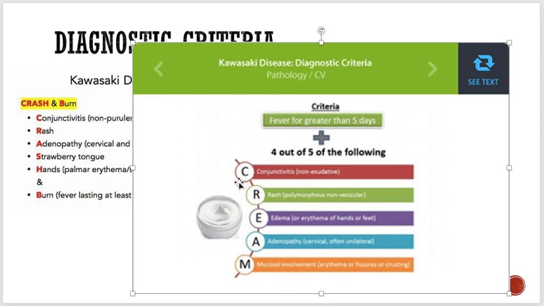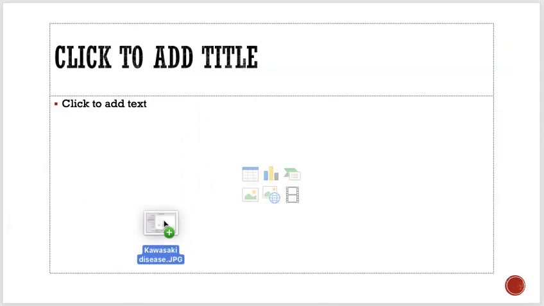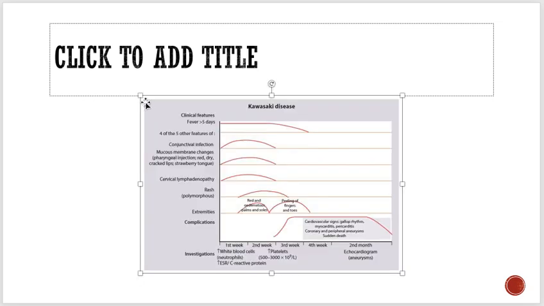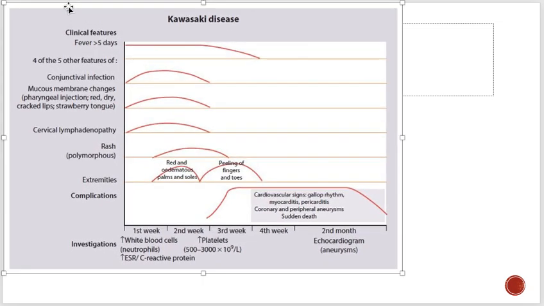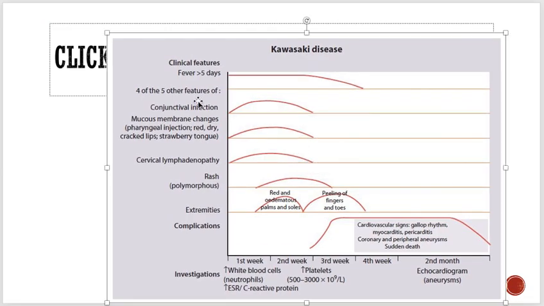C is for conjunctivitis. R is for rash. E is for edema. A is for adenopathy. M is for mucosal involvement. Now guys, I will include one more thing here to explain how the disease behaves.